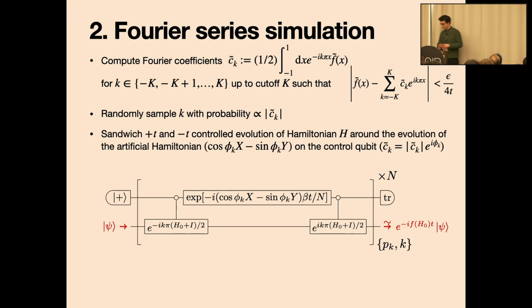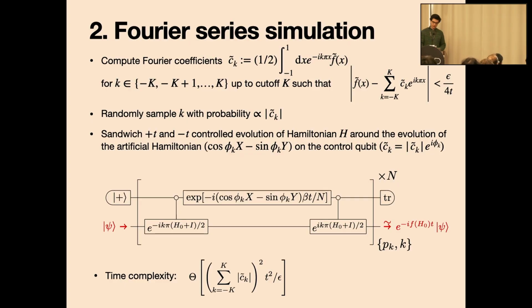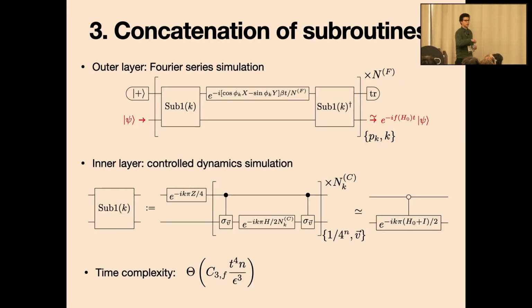Now we assume we have as input the control dynamics, both positive and negative, and we plug that in as a sandwich. Around it, we apply on one single control qubit this artificial Hamiltonian of the form cos phi k X minus sine phi k Y, where phi k is the phase of the Fourier coefficients. Then, if you do the right calculation, we find that we get precisely what we want, e to the minus i f of h0 t, as the output of this randomized algorithm. So that's very nice. The next step is to do the concatenation.